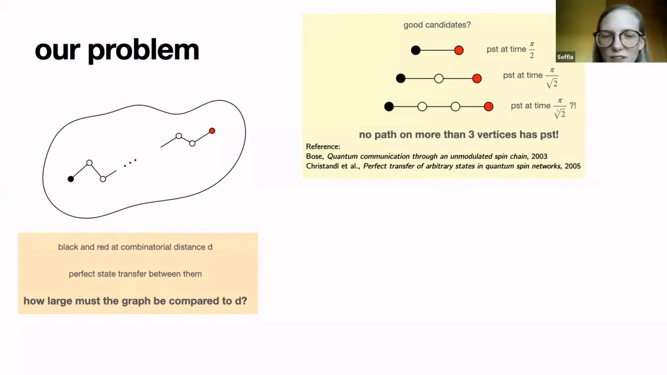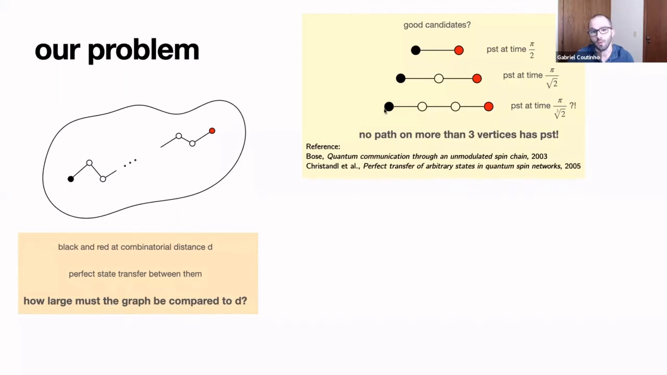There is a question in the chat. Brendan Rooney asks, what do you mean by large? Number of vertices and edges compared to the combinatorial distance D. Number of vertices or edges. Okay. We actually see both things being relevant. So either the number of vertices or edges that you need to have in the rest of your network.